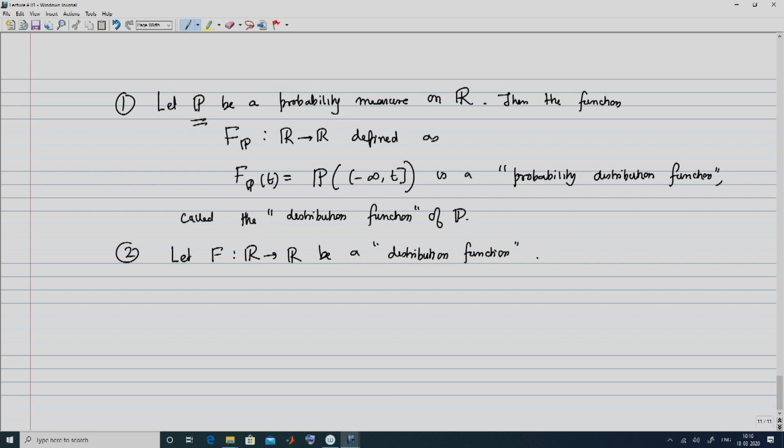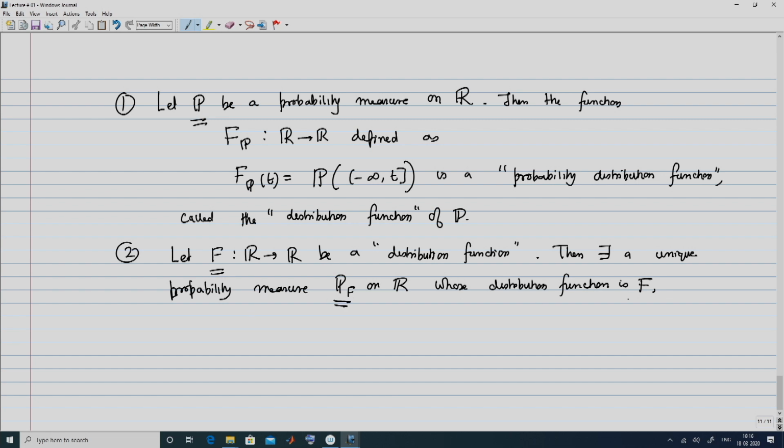So, let f be a distribution function. Then there exists a unique probability measure P_f on R whose distribution function is f. That is, if you are given a distribution function, then there will exist a unique probability measure whose distribution function is f. So, when you are given an f of t, you can find a probability measure P_f such that P_f of (minus infinity, t] is equal to f of t.